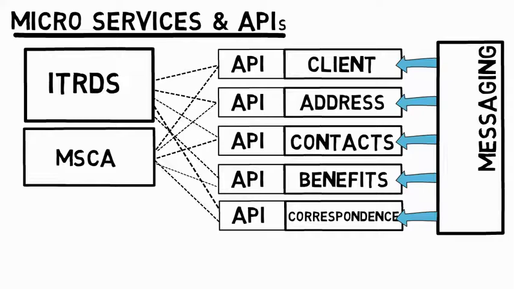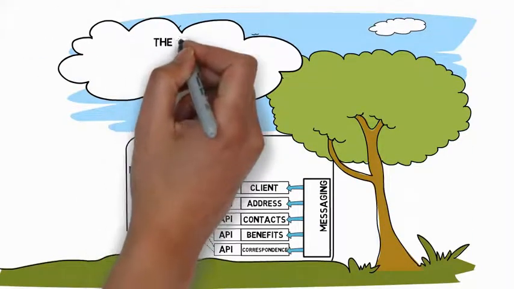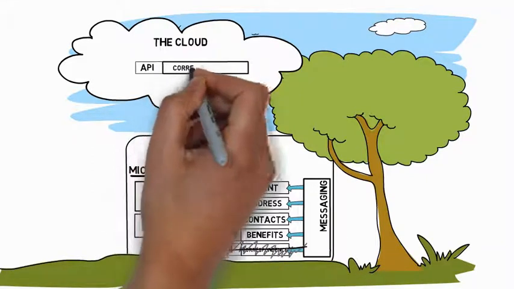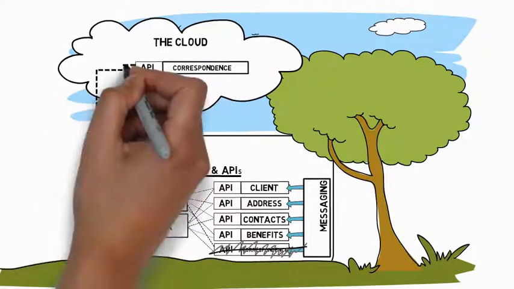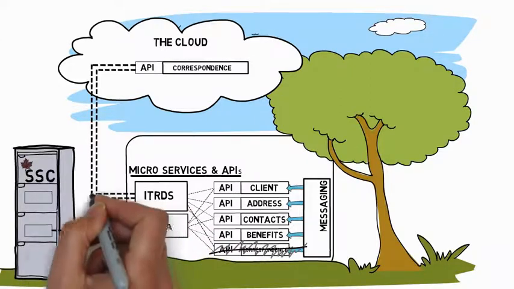Another advantage of using the APIs and microservices model is the portability to the cloud. A microservice and its associated API, such as correspondence, could transparently be migrated using cloud-native capabilities, thus accelerating migration to the cloud and to the shared services and state data centers.